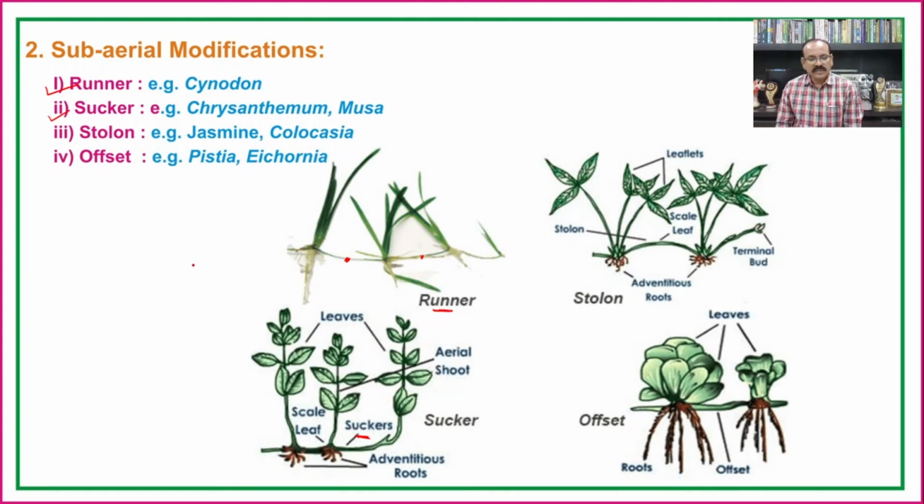It grows horizontally for a distance under the soil and then emerges obliquely upward. It develops a leafy shoot and adventitious roots before separating from the mother plant. The common sucker bearing plants are chrysanthemum, Musa, that is banana plant, Mentha piperita, strawberry, pineapple, etc. are the best examples of the suckers.